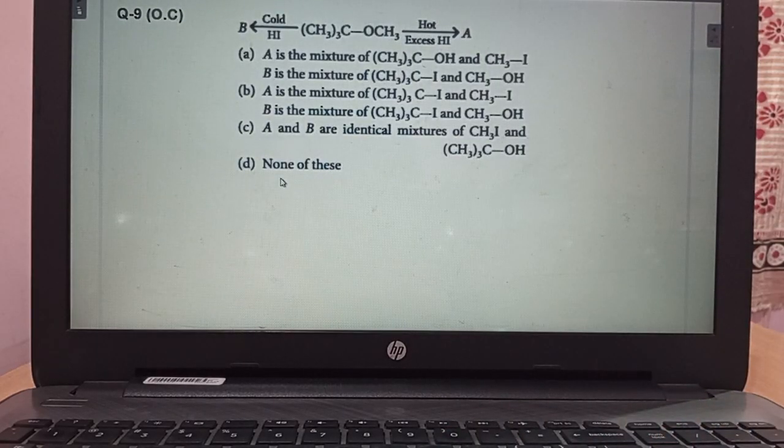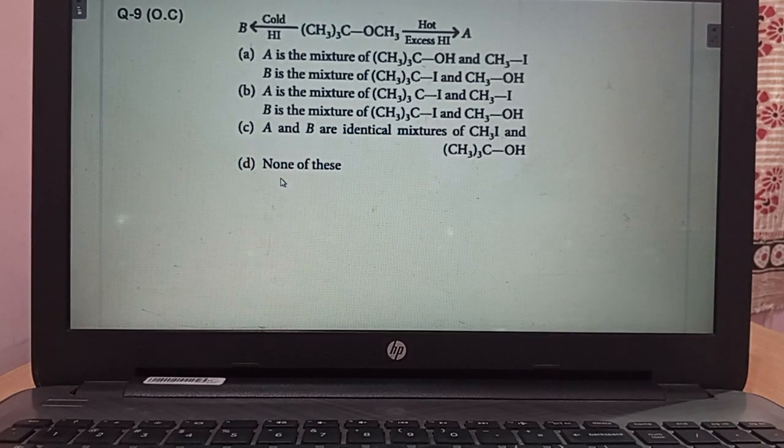Next question. See the question carefully. In this question, there is an ether given. That ether is treated with cold HI giving B, and hot excess HI giving A. As per the Williamson synthesis and so on, we know that whenever one alkyl group is a tertiary alkyl group, it forms iodide. That means the tertiary alkyl group with cold HI forms iodide. A is a mixture of tertiary butyl iodide and methyl iodide.